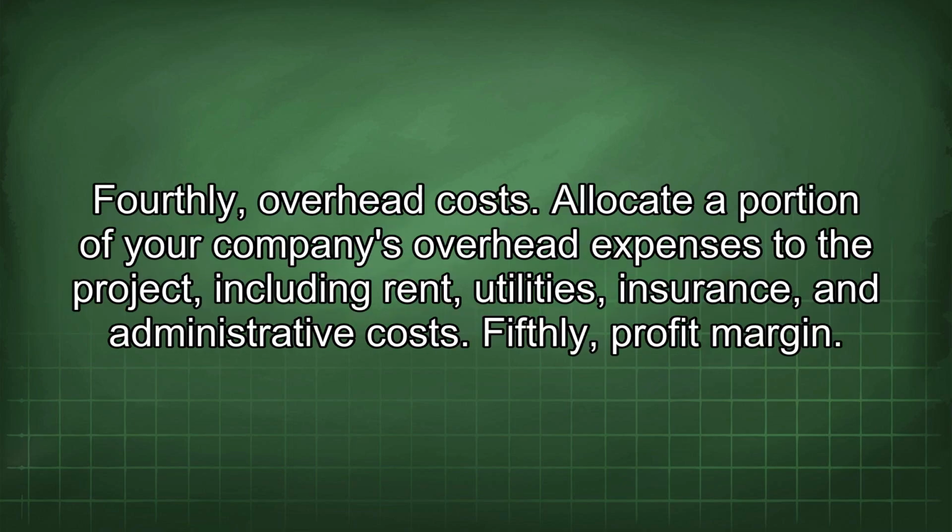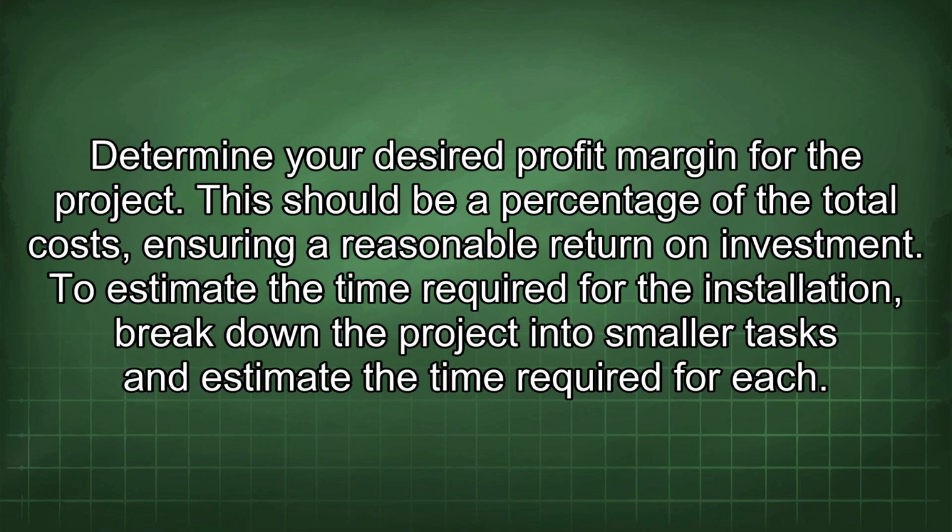Fourthly, overhead costs. Allocate a portion of your company's overhead expenses to the project, including rent, utilities, insurance, and administrative costs. Fifthly, profit margin. Determine your desired profit margin for the project. This should be a percentage of the total costs, ensuring a reasonable return on investment.